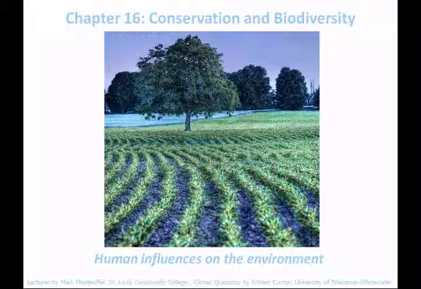And if you're going to take the comprehensive final, basically just collect up all your three study guides from before and then your study guide from this one, and that's what you'd study to take the final. What we're going to be finishing up with on chapter 16 is conservation and biodiversity.